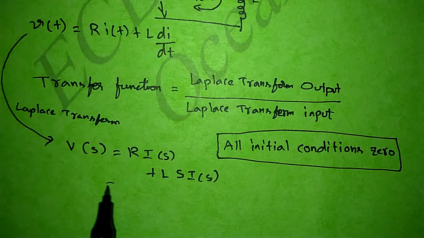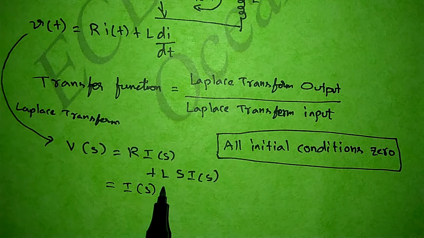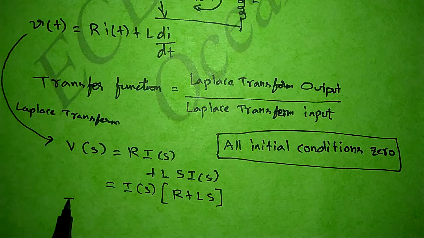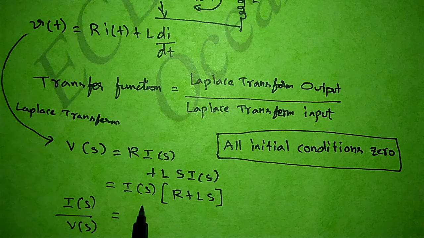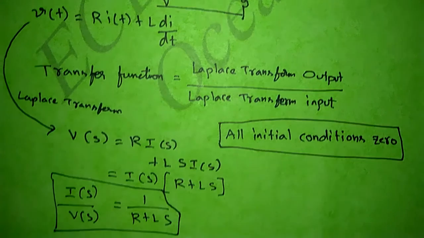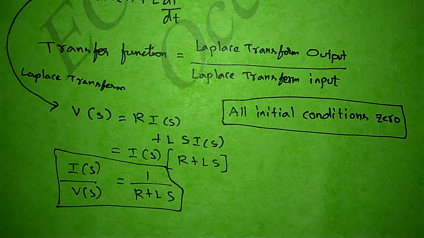Here if I take I of s as common, I get the equation: R plus L into S. And if I write I of s by V of s, we get 1 by R plus L into S. This is the transfer function. Why? Because for the given circuit, I of S is the output and V of S is the input. Here these two are in Laplace transform and we neglected the initial conditions. So this format is the transfer function.